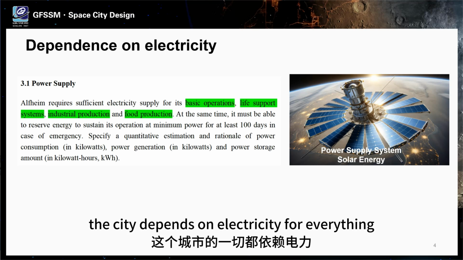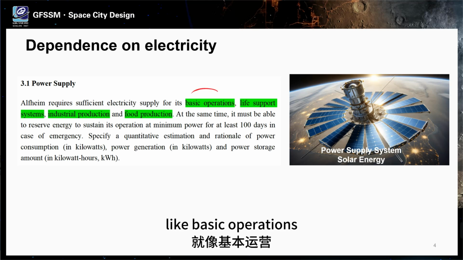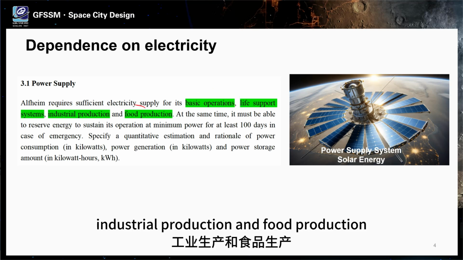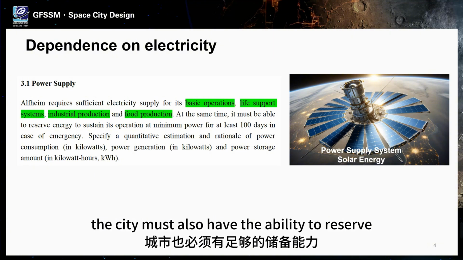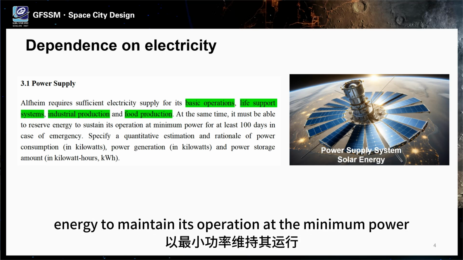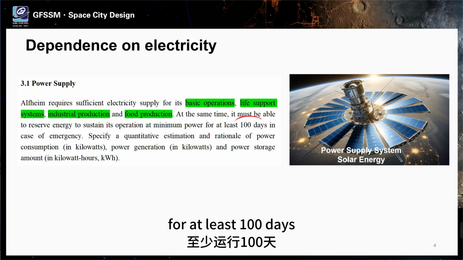The city depends on electricity for everything, like basic operations, life support systems, industrial production, and food production all require sufficient power. In emergencies, the city must also have the ability to reserve energy to maintain its operation at the minimum power for at least 100 days.